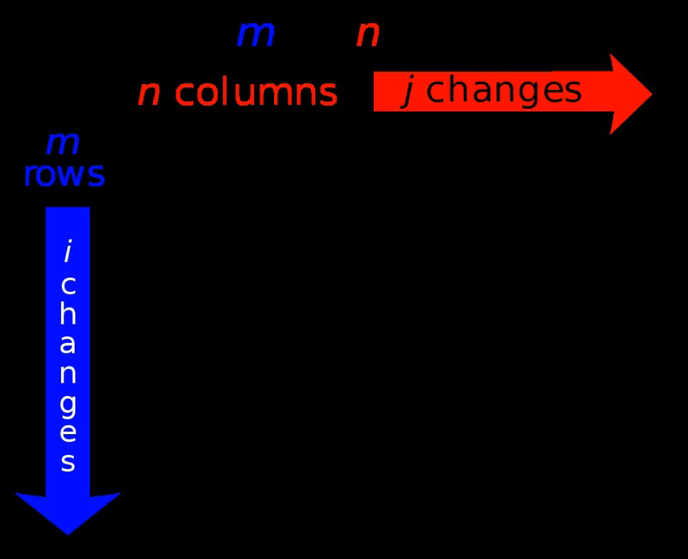Topic: Matrix multiplication. Multiplication of two matrices is defined if and only if the number of columns of the left matrix is the same as the number of rows of the right matrix. If A is an M by N matrix and B is an N by P matrix, then their matrix product AB is the M by P matrix whose entries are given by the dot product of the corresponding row of A and the corresponding column of B.